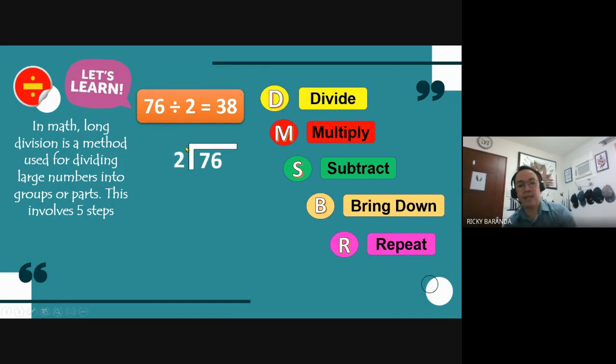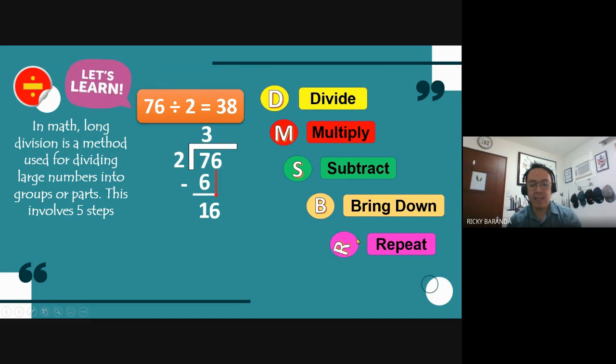Sinong i-divide natin? 7 and 2. So 7 divided by 2, that will be 3. Next, multiply. Alin ang i-multiply natin? 3 times 2 equals 6. Next, subtract. Alin ang isi-subtract natin? 7 minus 6 equals 1. Next, bring down. Alin ang i-bring down natin? Yung next digit, which is 6. So we will bring down 6.